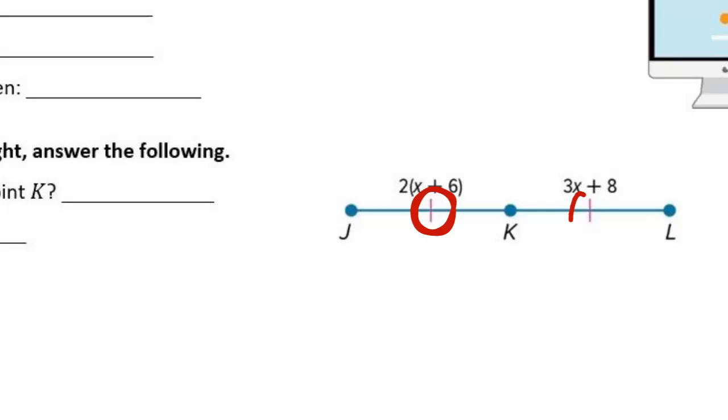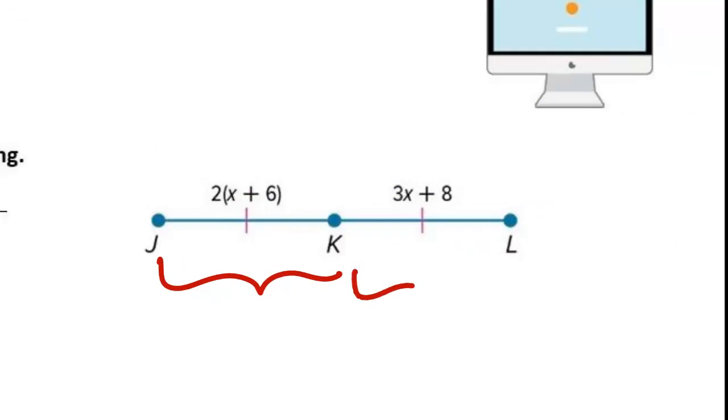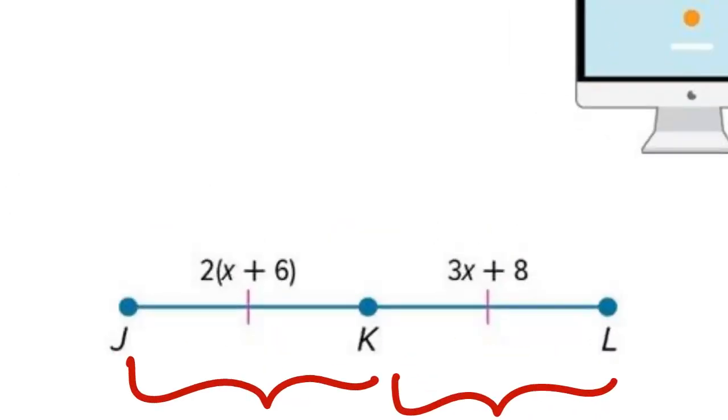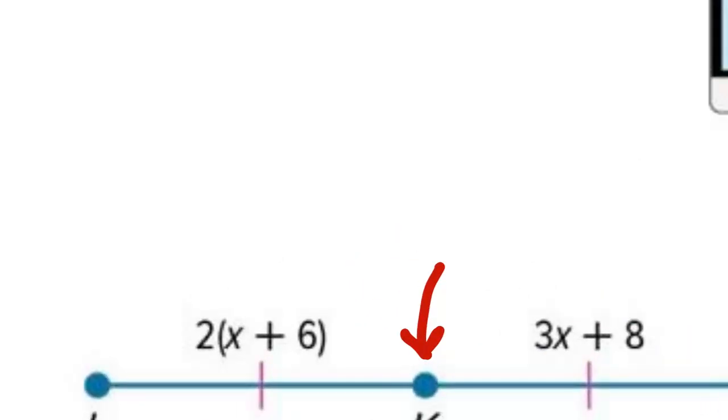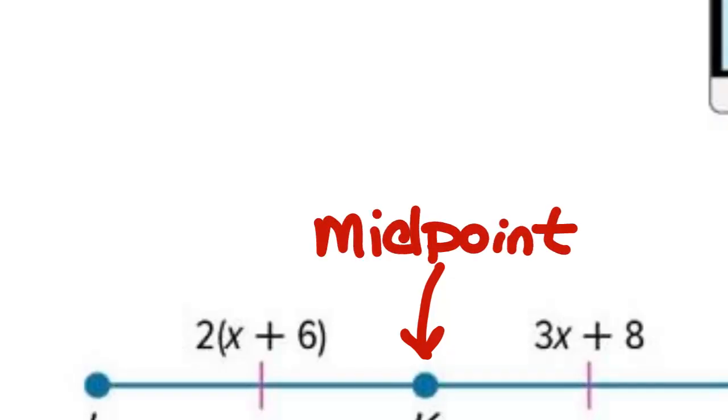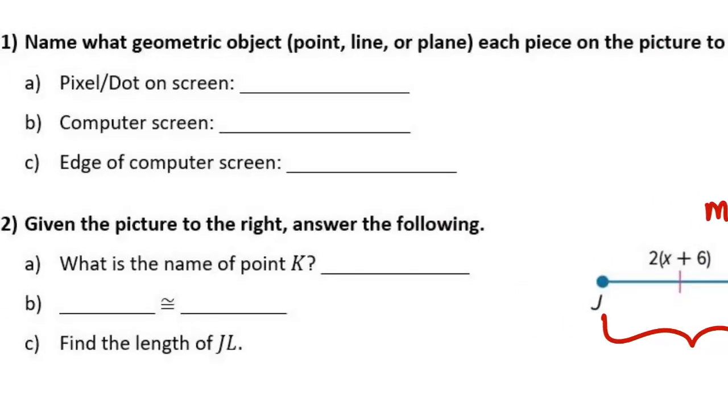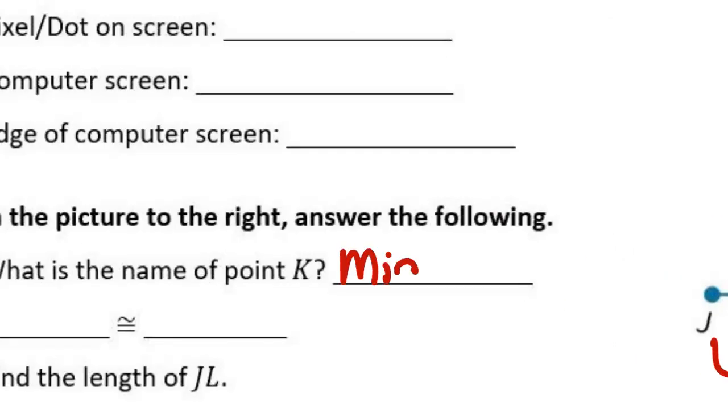Do you guys see these little marks right here? What do those mean? Congruence. So it's saying that JK and KL are the same size. And K is the point right in between them, exactly in the middle. So what would we call this? Midpoint. So that's what we're looking for on that line, midpoint.